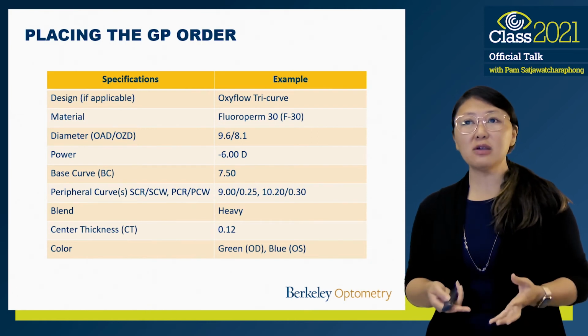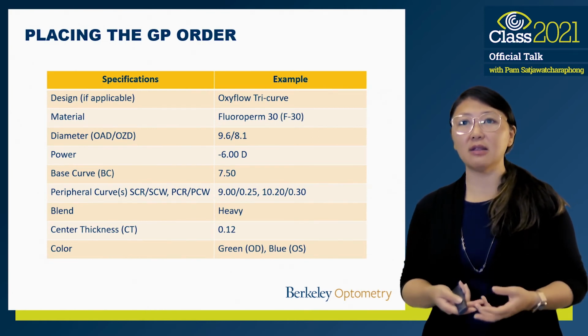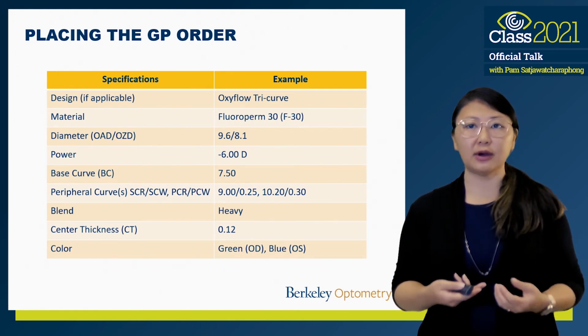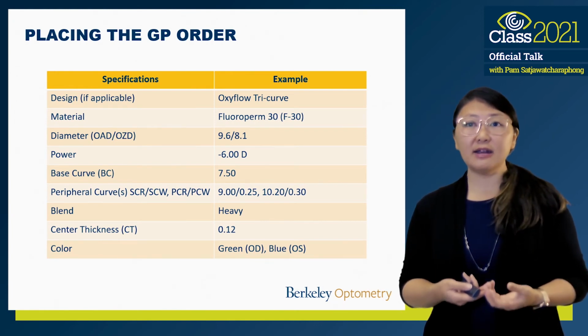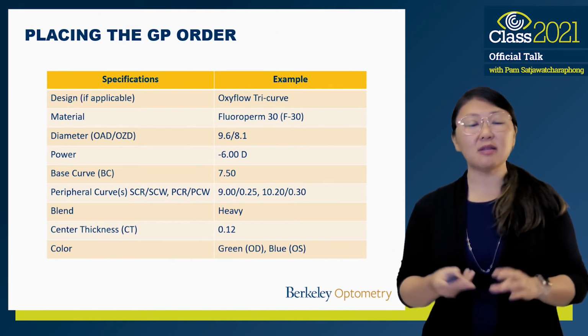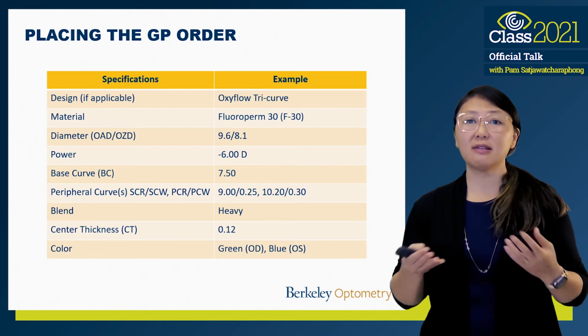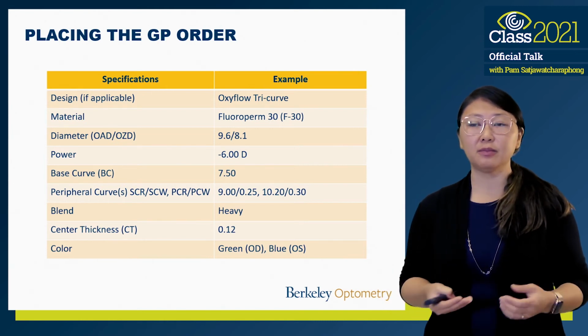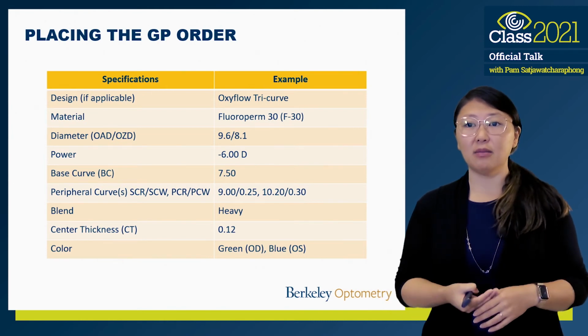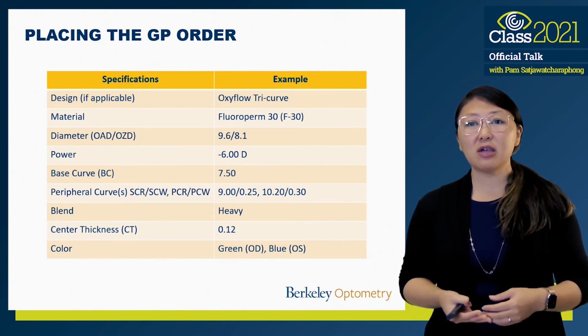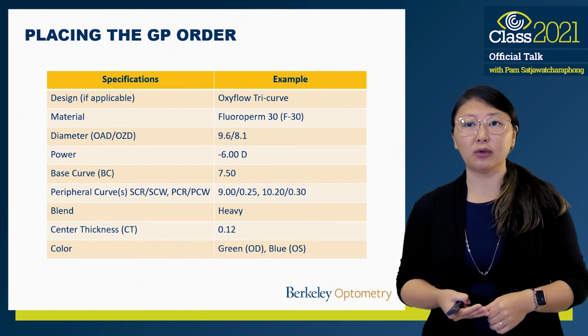So when you're placing your GP order, here are some of the specifications that you need to put in to make sure that you have a complete order. So you may need a design if applicable. What I mean by that is some designs are proprietary that already have their peripheral curves set in place for a given base curve. Now, if you deviate from the standard design, now you have a custom GP, in which case you need to specify all of your peripheral curves.